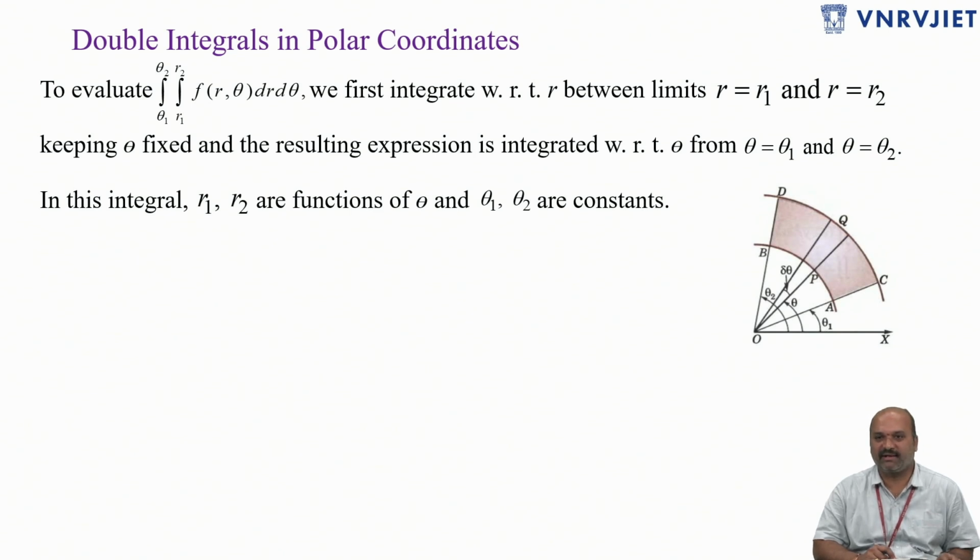So, what are the polar coordinates? In Cartesian coordinates, x and y are the variables, whereas in polar coordinates, r and theta are the variables. Let us consider this is the x-axis and y-axis. In polar coordinates, r is the distance of the curve from the pole and theta is the angle.